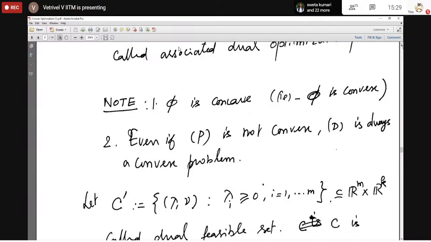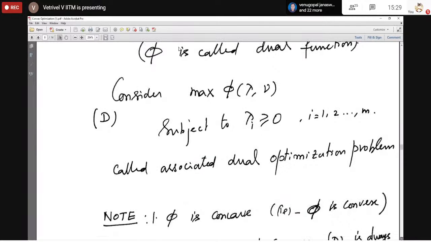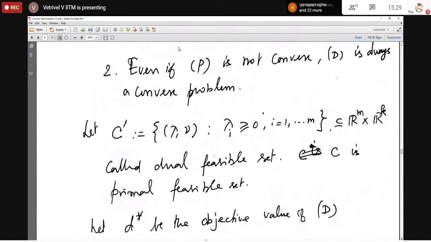So once I have a convex program, for this dual program, I consider the feasible region. What is my feasible region here? All the lambda_i greater than or equal to 0, and nu can be anything. So lambda, nu, this is the feasible region of the dual problem.